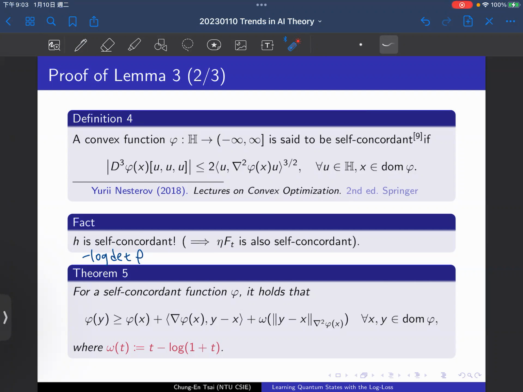And for self-concordant functions, we have the following inequality. Phi y is lower bounded by its linear approximation plus an additional term. How to interpret this inequality? It looks like strong convexity. If this term is replaced by this, then it is the definition of strong convexity. But now this is not a strongly convex function, and instead this term is replaced by this term, where omega is t minus log of 1 minus t. So this characterizes how curved the self-concordant function phi is.